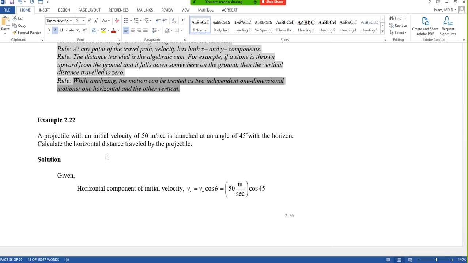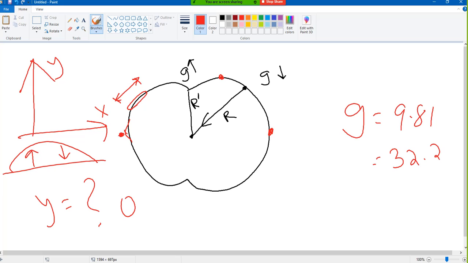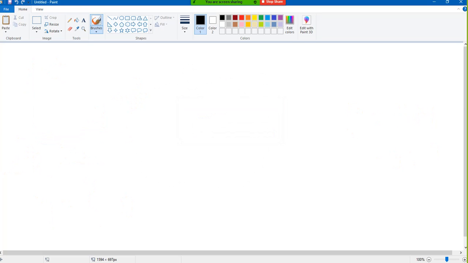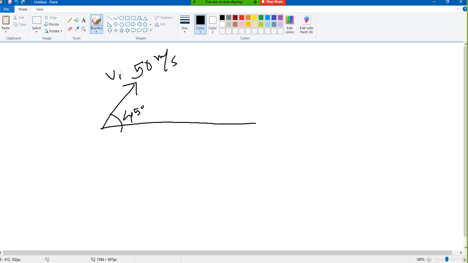Question number 2-22. A projectile with an initial velocity of 50 meters per second is launched at an angle of 45 degrees with the horizon. Calculate the horizontal distance traveled by the projectile. So this problem is telling us a particle is thrown at 50 meters per second at a 45 degree angle. What is the question? I think it is the horizontal distance.